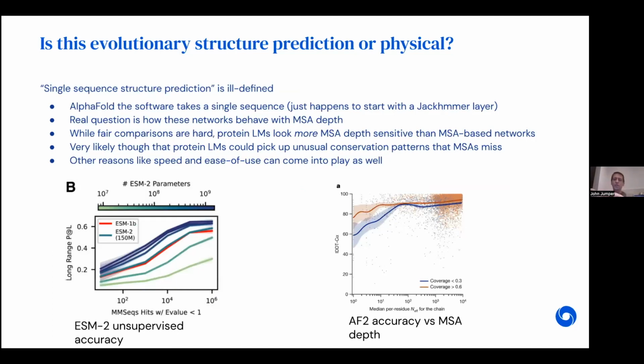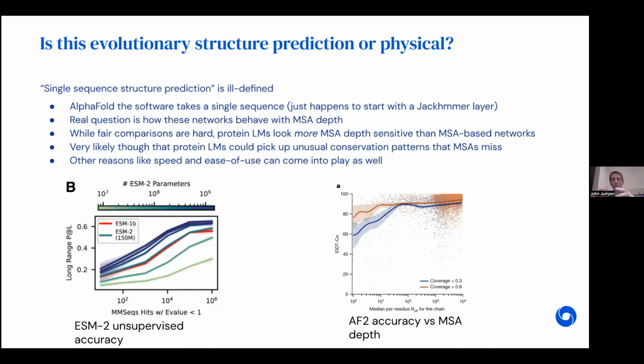Not that they do use an MSA, but if you check MSA depth, then you can see on the left, and the different curves are different sizes of the ESM network. So you can see it does get better for larger networks, but you still see a very strong dependence on this number of MMseqs hits up to quite large numbers; it doesn't really seem to start saturating until something like 10 to the fifth hits.